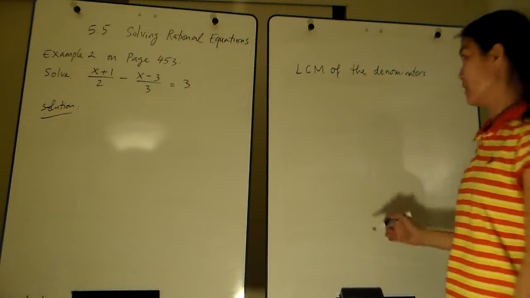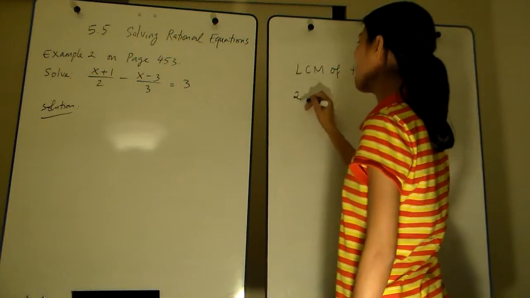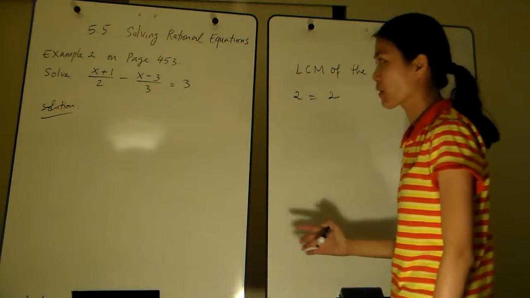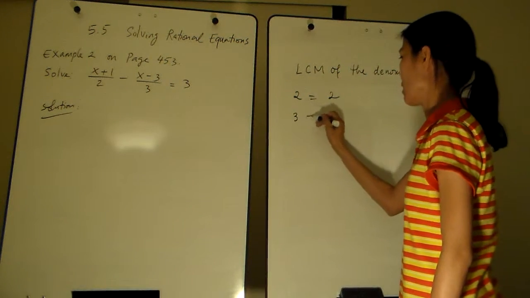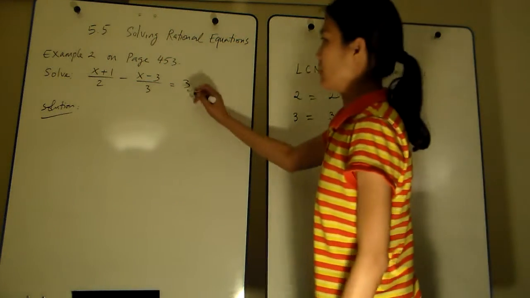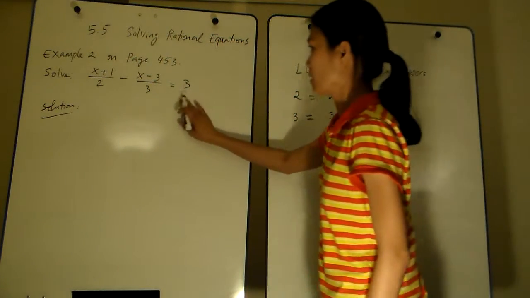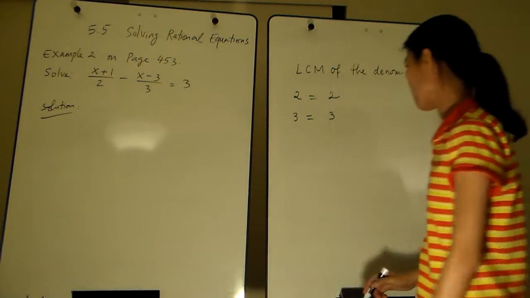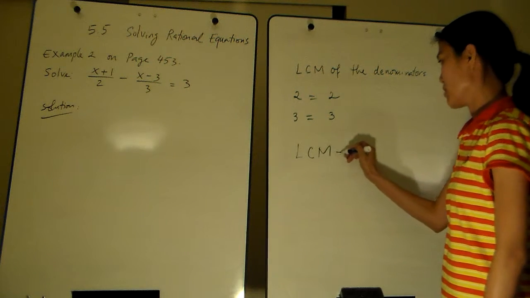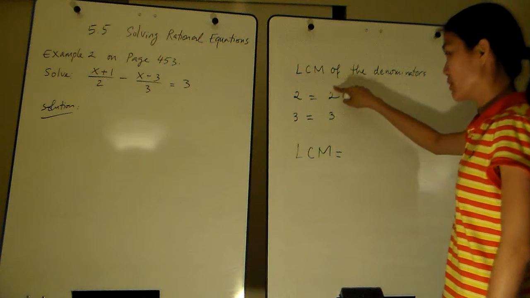Okay, so first find the LCM of the denominators. For the first fraction, the denominator is 2, and that's all you can factor. 2 is prime. How about this? 3 is prime, so all you can factor is 3. You can treat this as 3 over 1 if you want, but 1 is equal to 1 times 1, so we don't need to write it out. So the LCM is equal to this first denominator, right? 2 only happened one time.